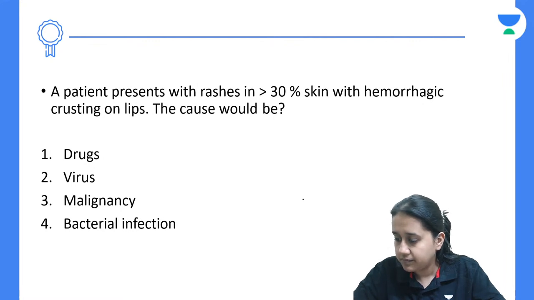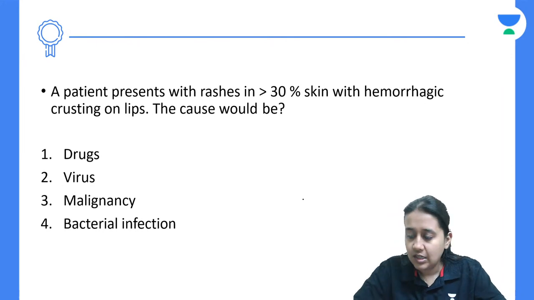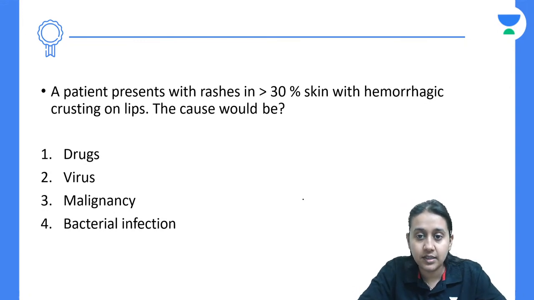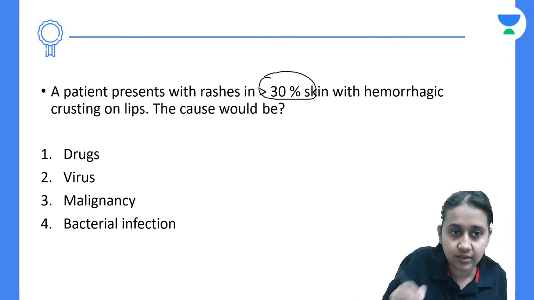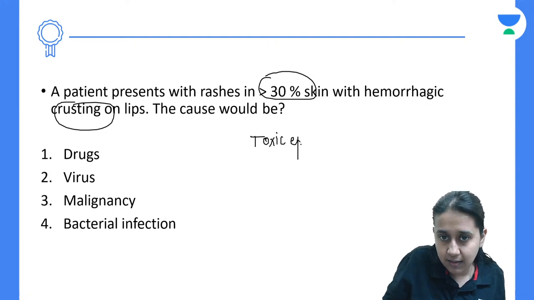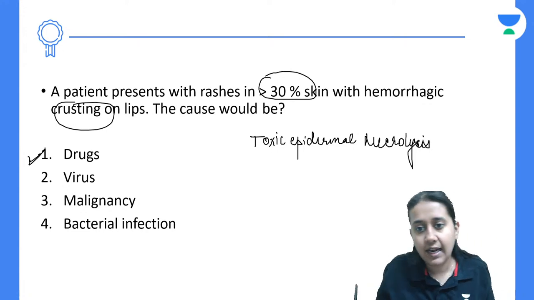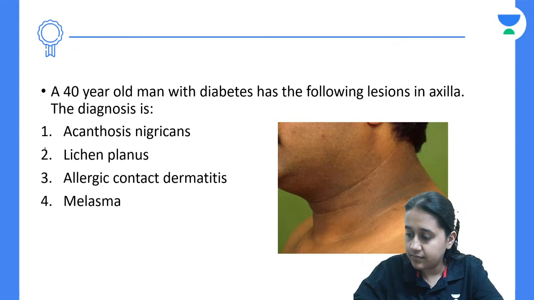What is the correct answer? Five more minutes to this session. Patient with rash in more than 30% skin. What is the correct answer? Very nice. Skin rash in more than 30% with crusting on the lip, very classical of toxic epidermal necrolysis. And the most common cause of toxic epidermal necrolysis are the drugs. Next question.